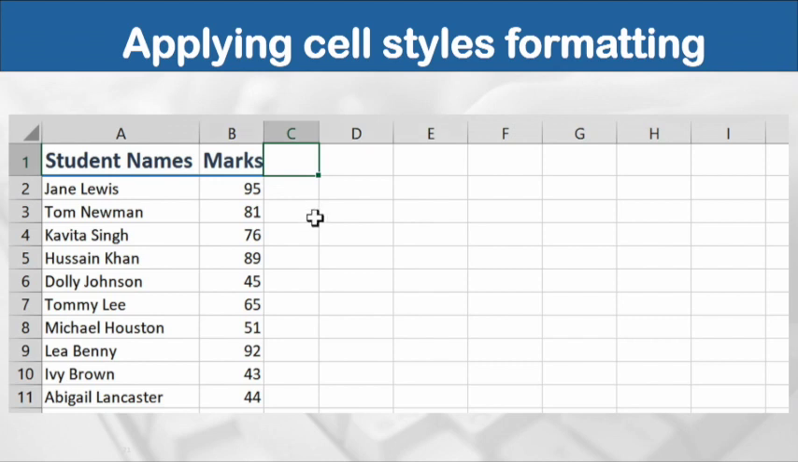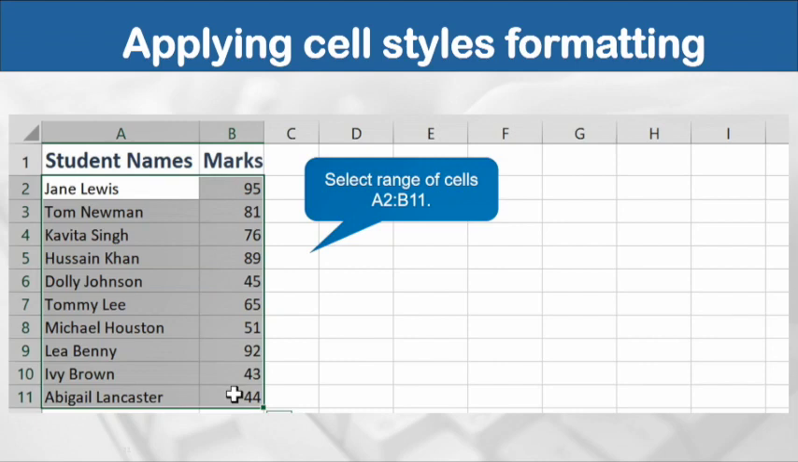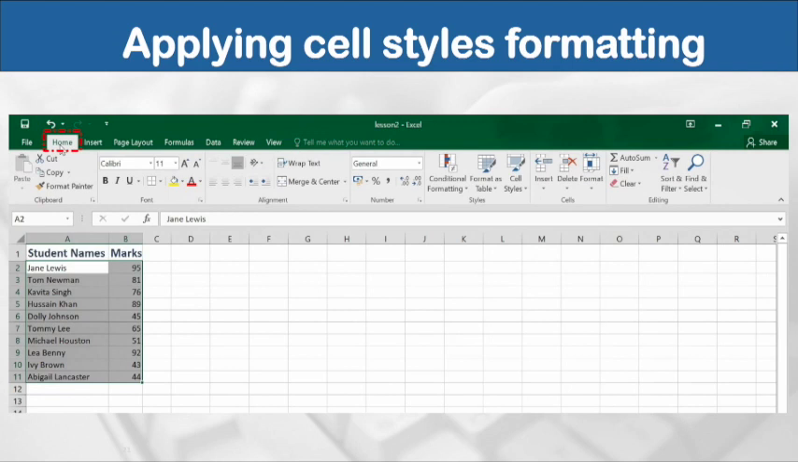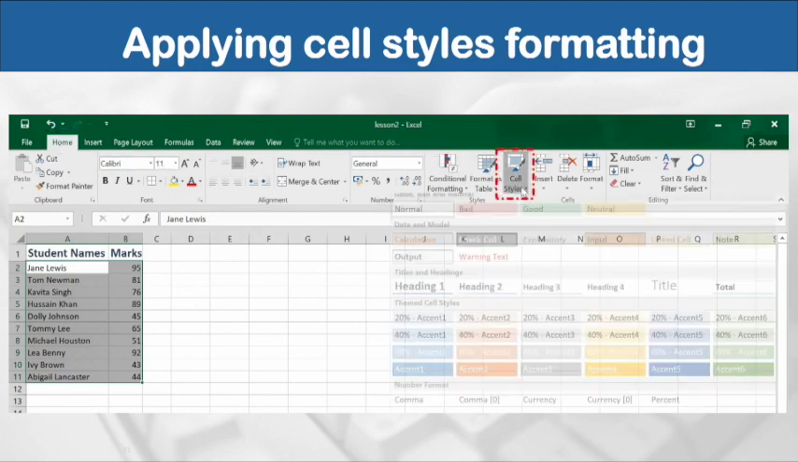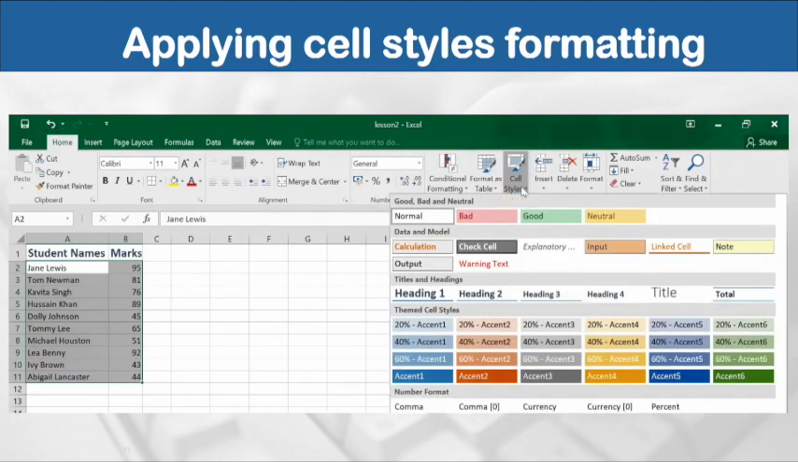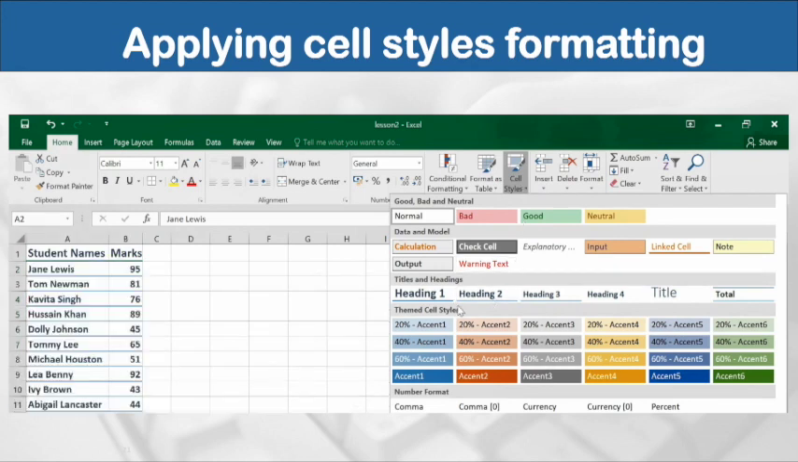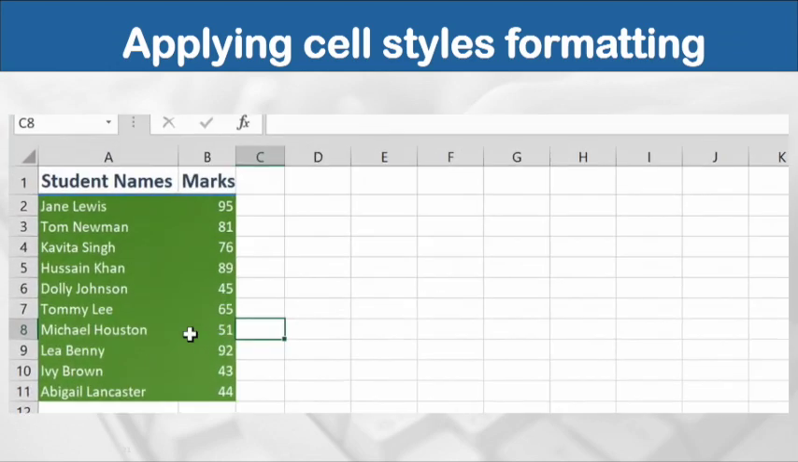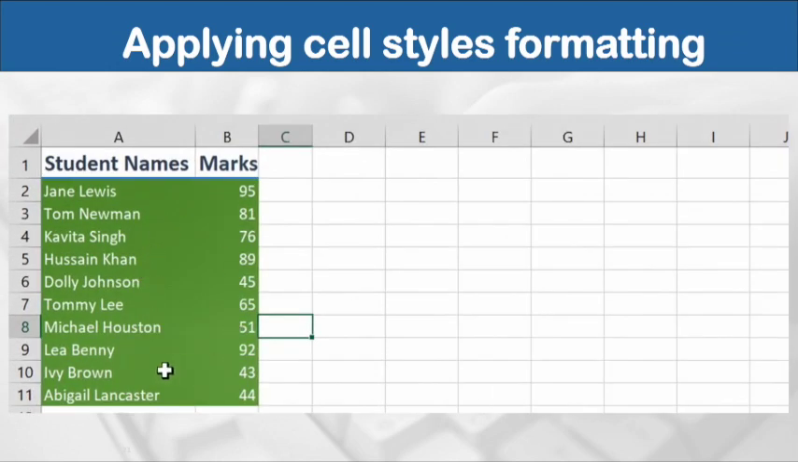Next, select range of cells A2 to B11. Again, on the Home tab, click on Cell Styles command in the Styles group. Now, in the Themed Cell Styles section, select Accent 6. A green background with white text has been applied to the range of cells A2 to B11.